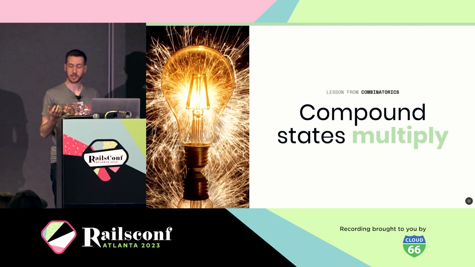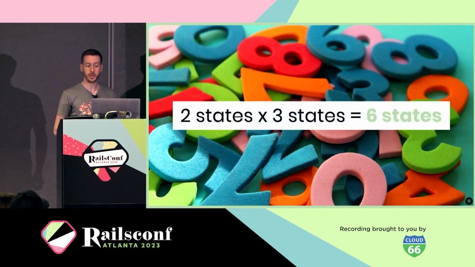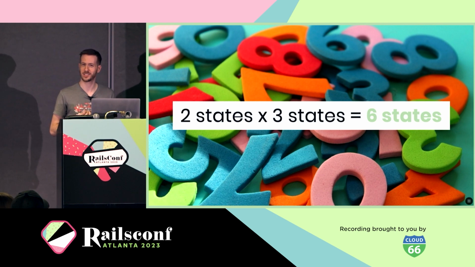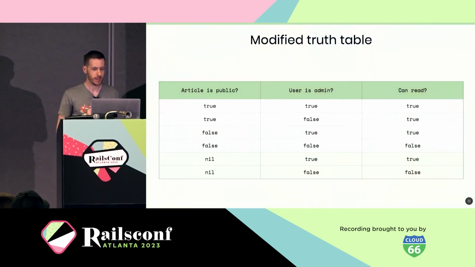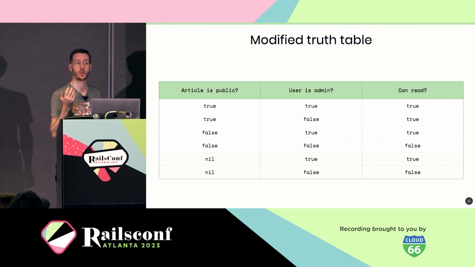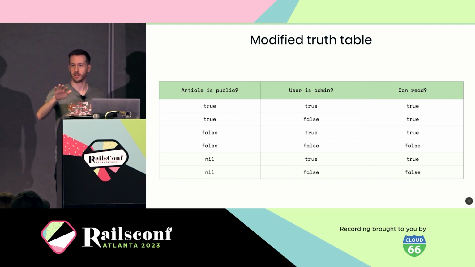The field of combinatorics tells us that when we're building a compound state, we need to multiply the number of states in each of the underlying pieces. So in this case, 2 states times 3 states gives us 6 states. But we only have 4 tests. So I think there's a couple edge cases that we're not handling here. If I do something that's kind of like a truth table to list out all the combinations of inputs and outputs, you can see I've highlighted the 2 rows in the bottom. These are the 2 where we did not have a test case. And oh, look at that. Did not handle the nil case. I made that mistake. I'm sure none of you have ever forgotten to handle a nil.